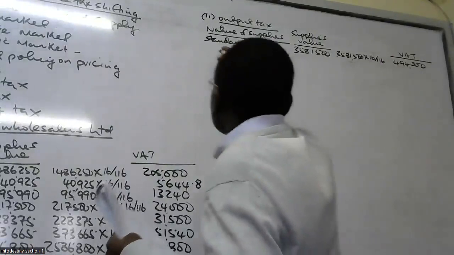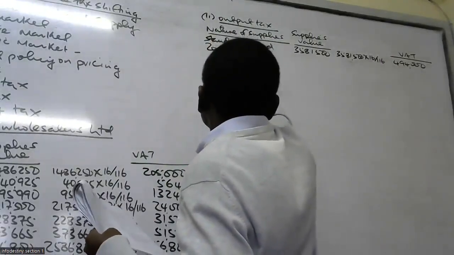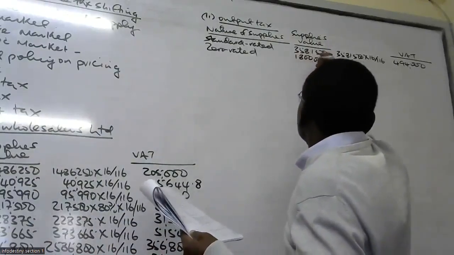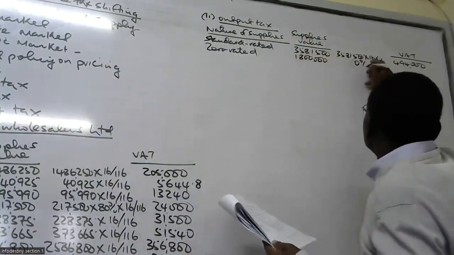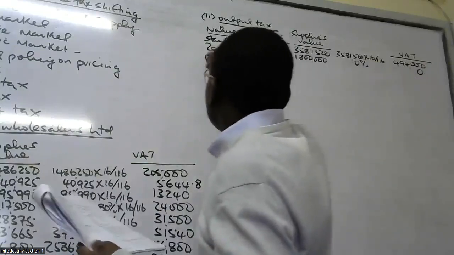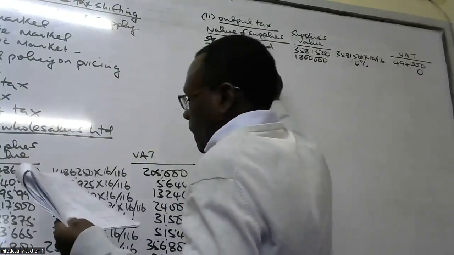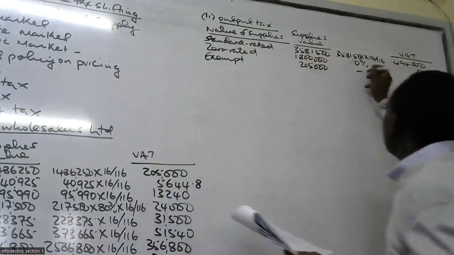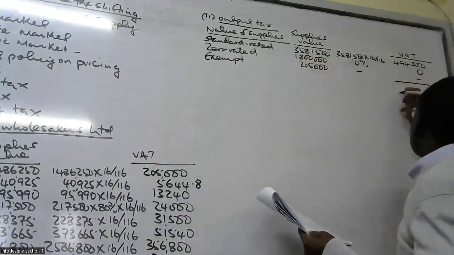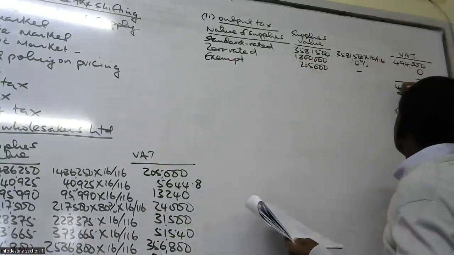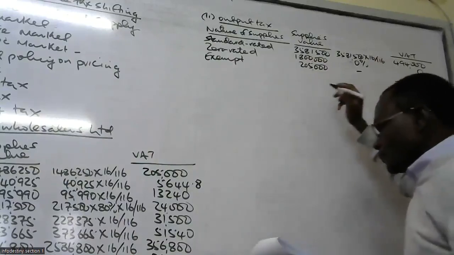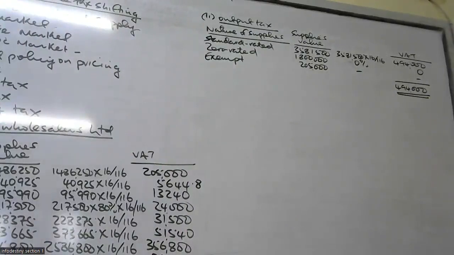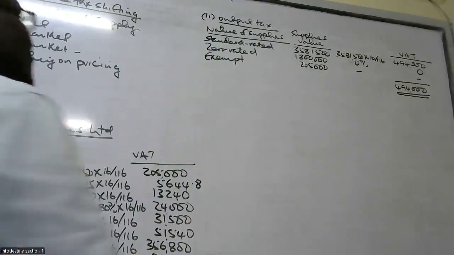So these are standard rated supplies. Then I'll bring in zero rated supplies. Zero rated supplies, the rate here is 0%. Then we bring in exempt. The value of exempt supplies is shown. So there's a total output tax.